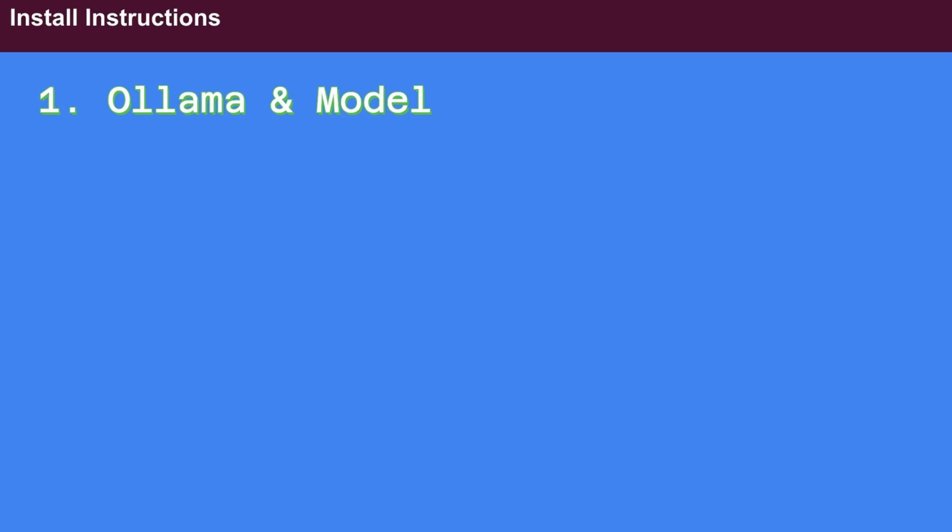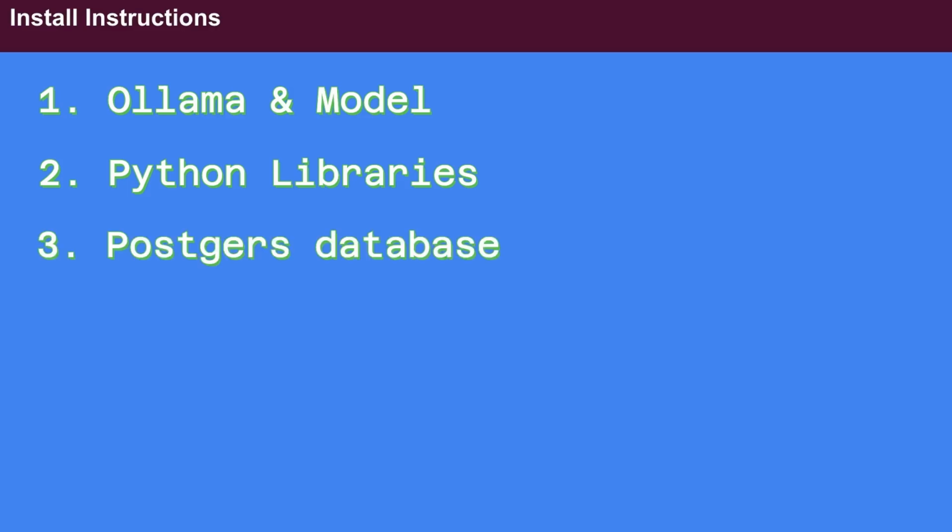Download Ollama for your machine from ollama.com. Open your terminal and pull your preferred model like Gemma 4 or other models. Create a project folder and a virtual environment. Install Python libraries required for this project. Install Postgres database and admin tool. Create a database and a products table. Create sample product items in the table.